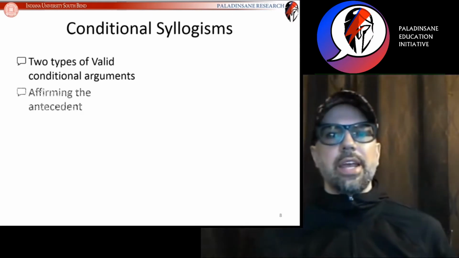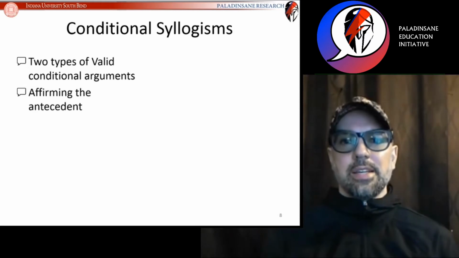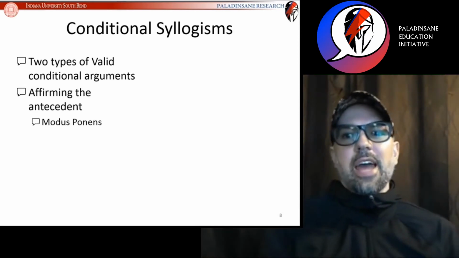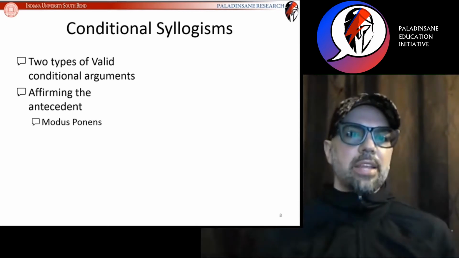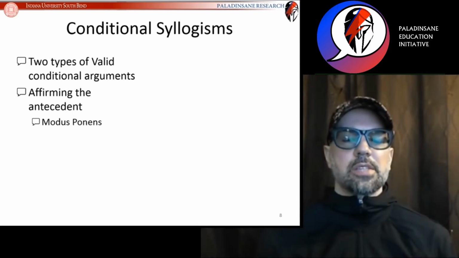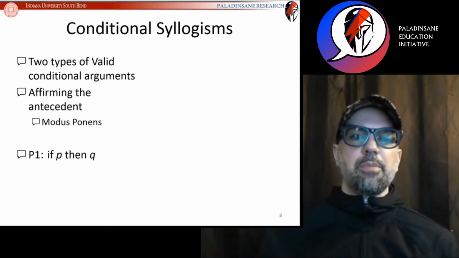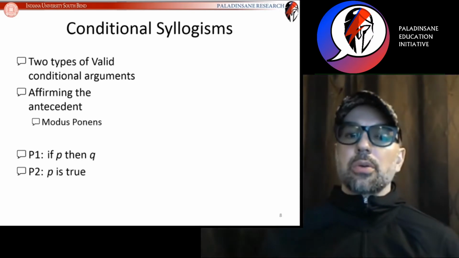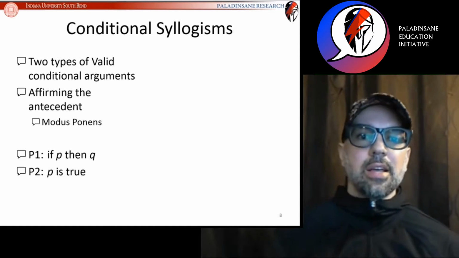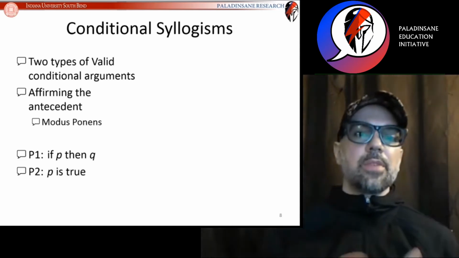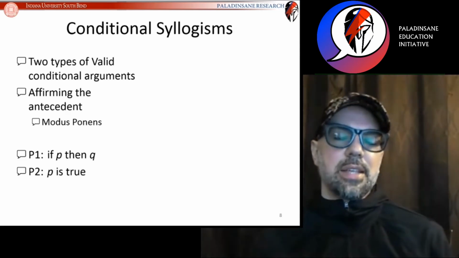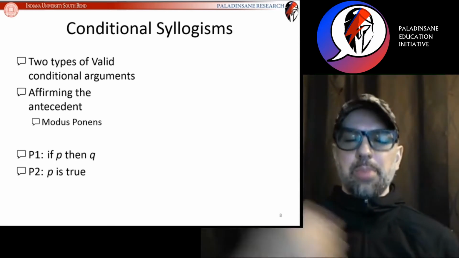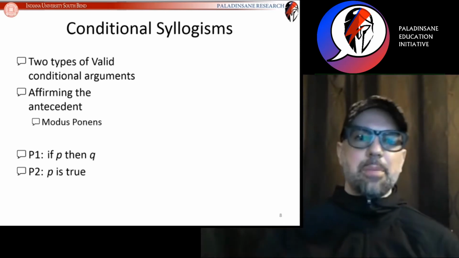So the first one is affirming the antecedent. That's known by its more fancy Latin phrase, modus ponens. The structure of this argument is as follows. Premise number one, if P then Q. Premise number two, P is true. So remember that P is the antecedent. We're saying that P is true. This is where this argument gets its name. So affirming the antecedent is literally affirming the P portion, that is, saying that P is true.